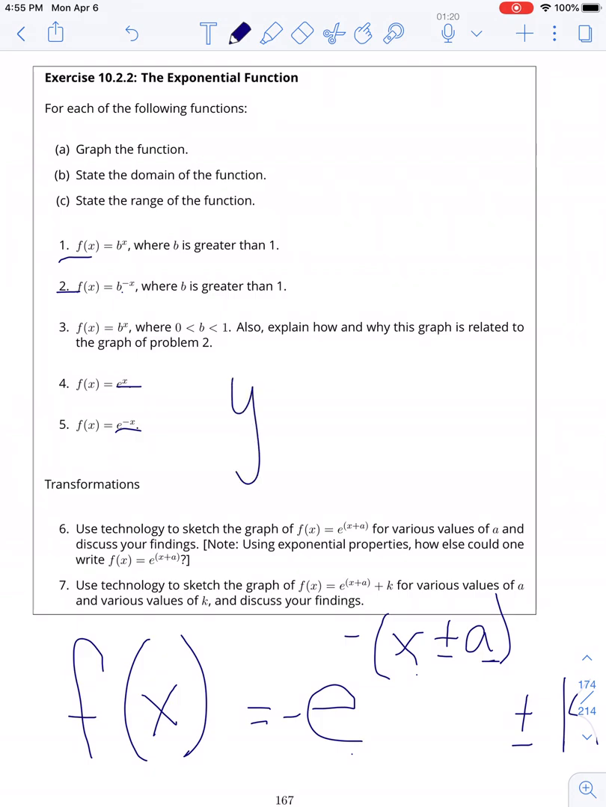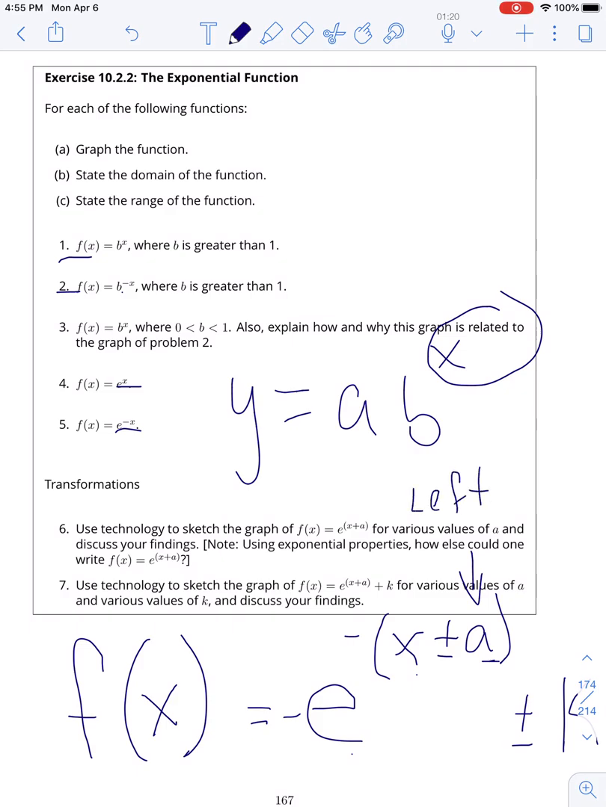Well, you have your generic y equals ab to the x equation, but what if I add a number to the x, like in this scenario? What happens? Well, like in every other scenario, when you add a number or subtract a number to the x, it moves the graph to the left or to the right. Just like all the other functions we've done with quadratics and cubics and cube roots.